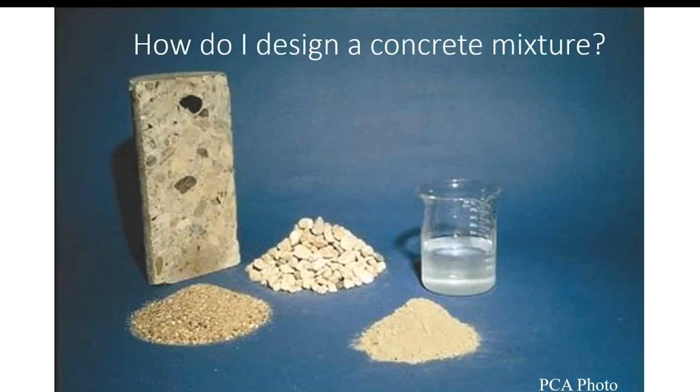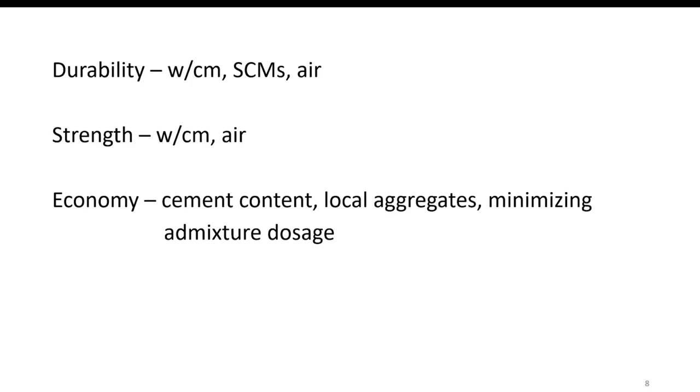So how do I design a concrete mixture? Well, we know there's rock, sand, cement, and water, and other additives, maybe SCMs sometimes, but how do I get these other three categories besides workability? Well, for durability, that's usually controlled by your water to cement ratio, right? The amount of water divided by the amount of binder you're using. It could be controlled by your SCMs, if you're using fly ash, slag, silica fume, or your air content if you're worried about freeze-thaw durability of your concrete. Strength is usually dominated by water to cement ratio and air content.